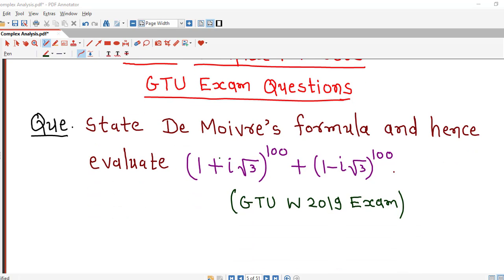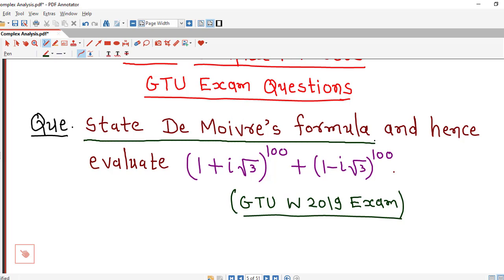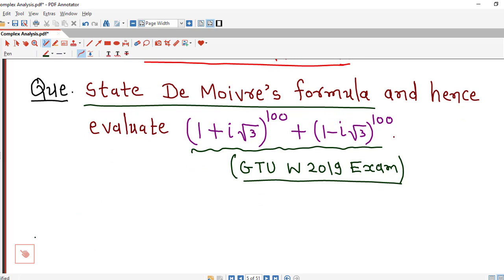In this lecture we are going to discuss this question which was asked in the GTU 2019 examination. So first we understand what the given question is. State De Moivre's formula and hence evaluate (1 plus i root 3) to the power 100 plus (1 minus i root 3) to the power 100. So first we have to write what De Moivre's formula is, and using De Moivre's formula we will simplify this expression. We have discussed De Moivre's formula already in earlier lectures, so we simply write the statement of De Moivre's formula.